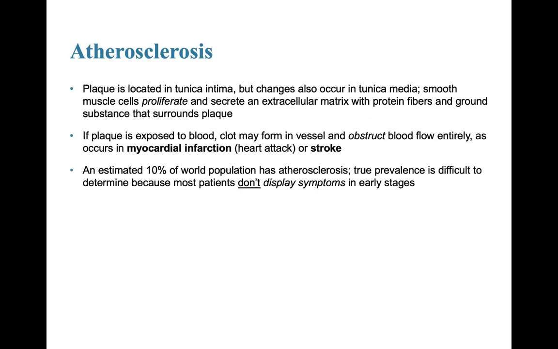The plaque is located in the tunica intima, but changes also occur in the tunica media. Smooth muscle cells will proliferate and secrete an extracellular matrix with protein fibers and ground substance that surrounds the plaques. If a plaque is exposed to blood, a clot may form in the vessel and obstruct blood flow entirely, as occurs in a myocardial infarct or heart attack or a stroke. An estimated 10% of the world's population does have atherosclerosis. True prevalence is difficult to determine because most patients do not display symptoms in the early stages.